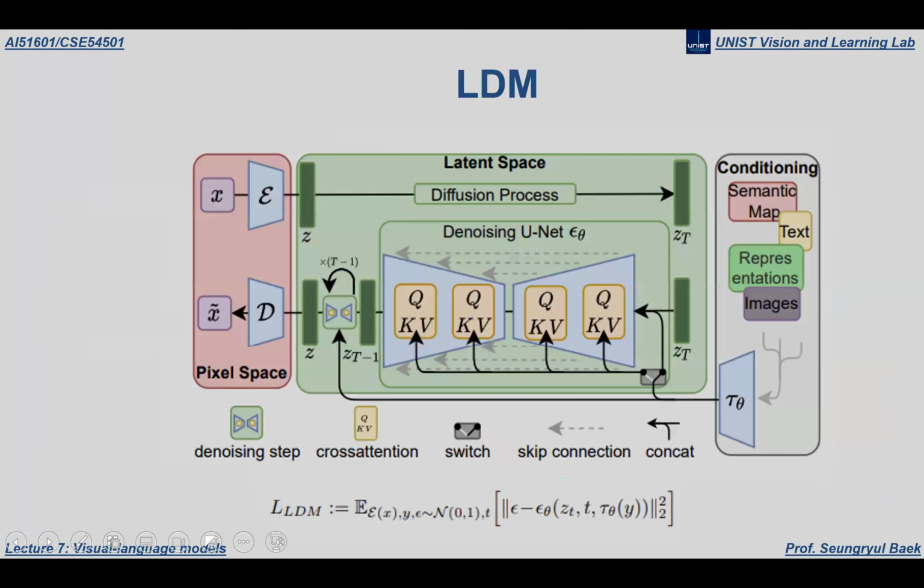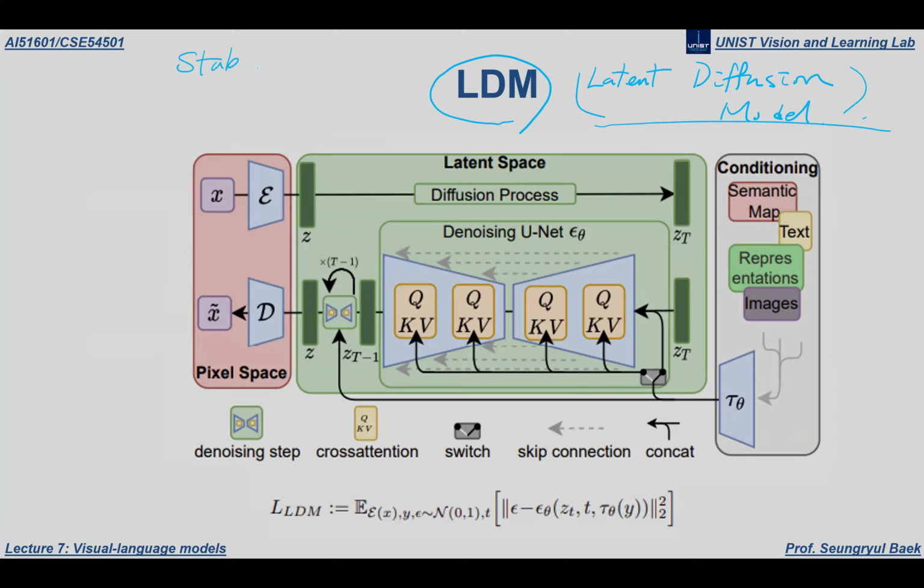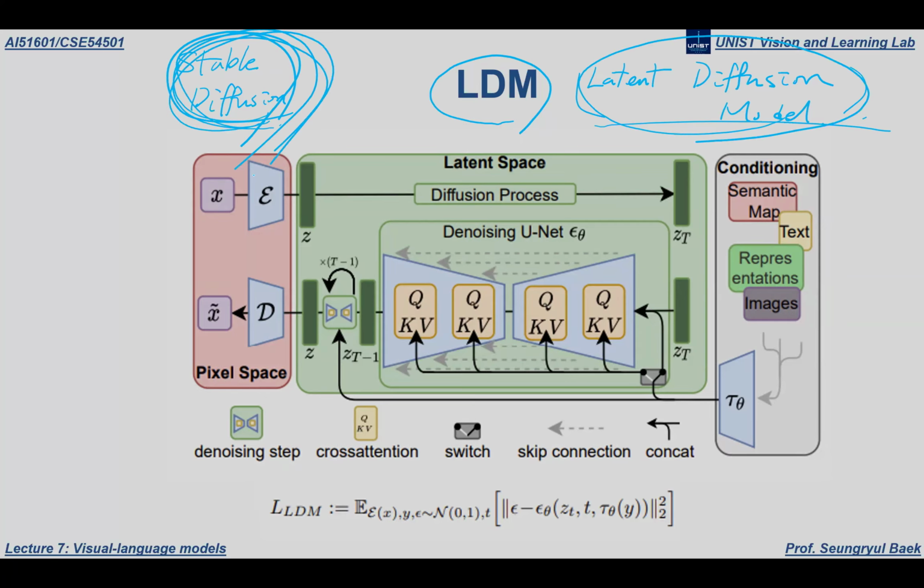But LDM means latent diffusion models. Maybe you have heard about stable diffusion. That's also a famous diffusion-based T2I model, which was actually the state-of-the-art T2I model before the VLM. It was famous before VLM, and it is based on this LDM.